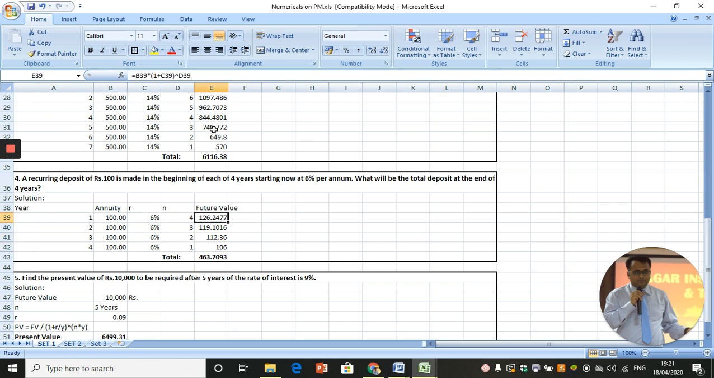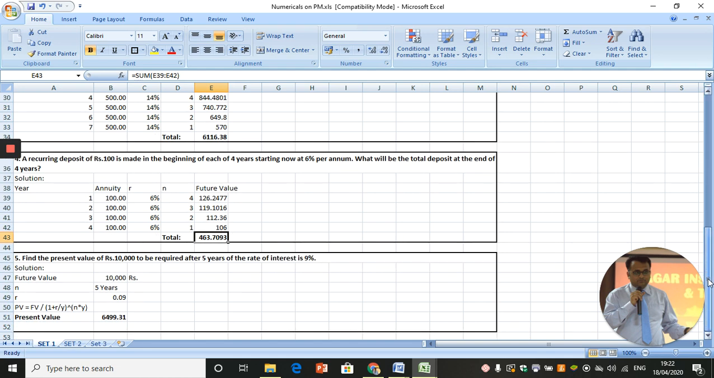And then, similar to the previous question, you calculate the future value on the basis of the formula, and you get 126.2477, 119.1016, and so on, and finally you calculate the total. So after 4 years, you will get 463 rupees and 70 paise. Let us go to the fifth question.